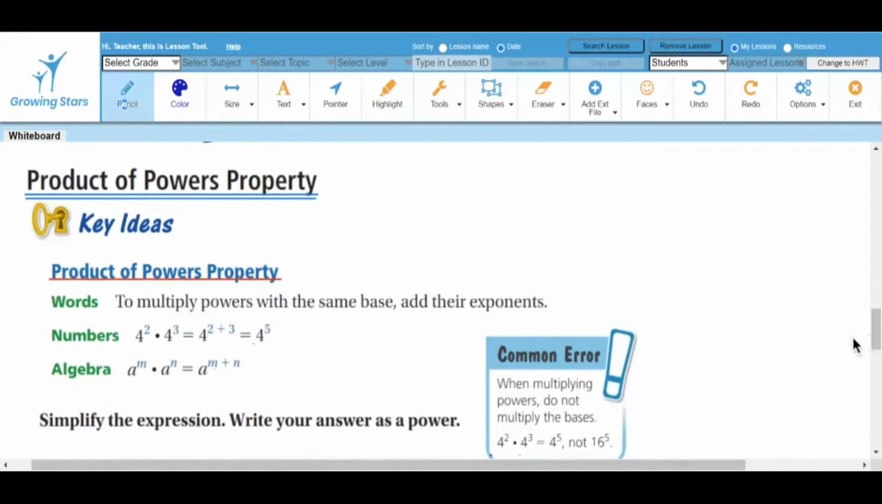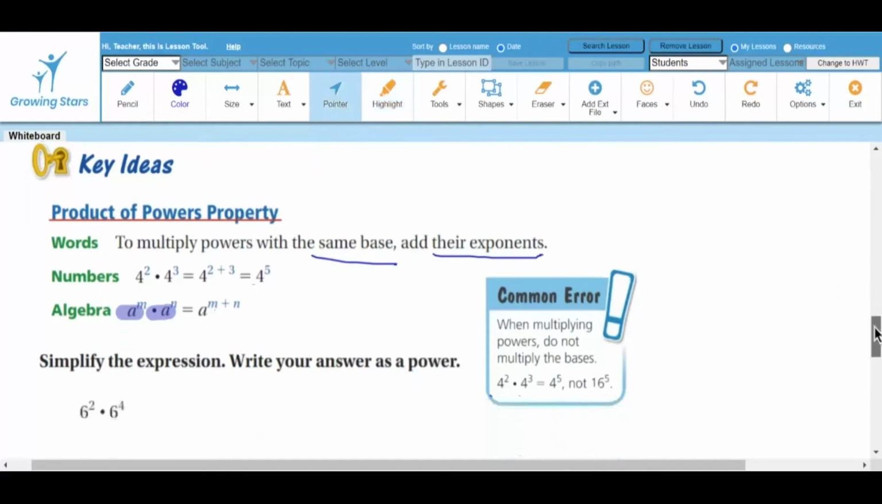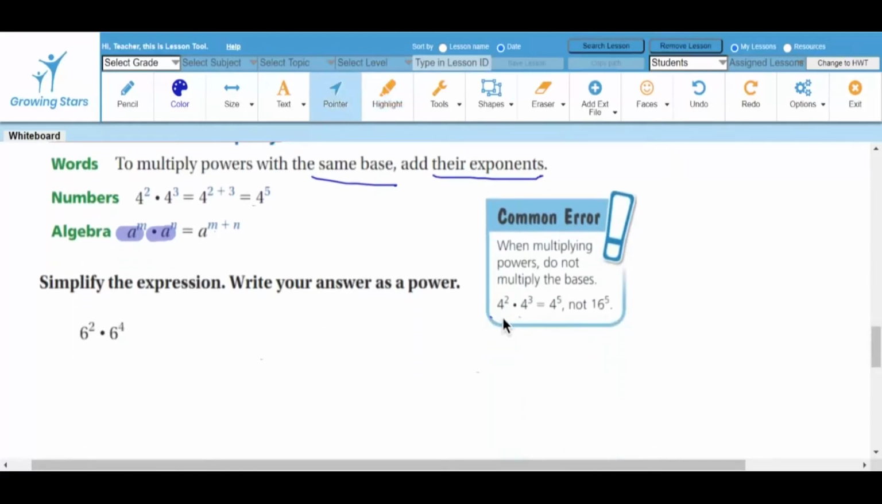Now let us move on to the product of powers property. In the product of powers property, the first one is whenever you have the same bases, you have to add their exponents. So you can see here the bases are a and the powers are m and n. So you have to add the powers and it will become a to the power of m plus n. One of the common mistakes that most of them make is you multiply the bases, 4 times 4, and you write it down as 16, which is wrong. So never do this.